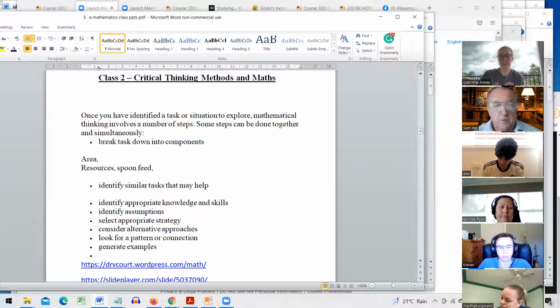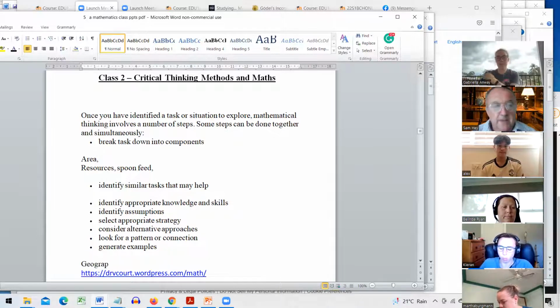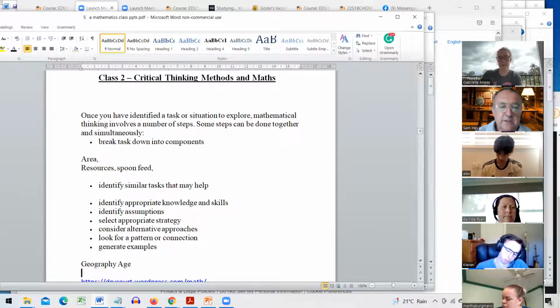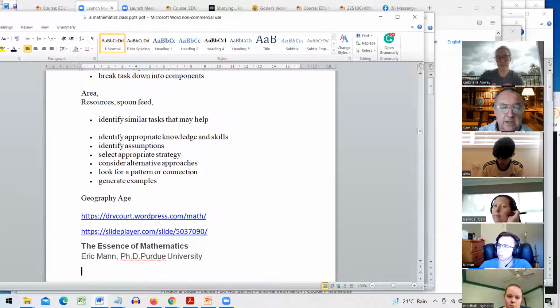And we talked before about COVID. With COVID, the assumptions include things like geography and age. If you're a different age, it means different things to you. Then we want to select strategies. How do you gather the information? How do you work it out? Look at the patterns and the connections involved.